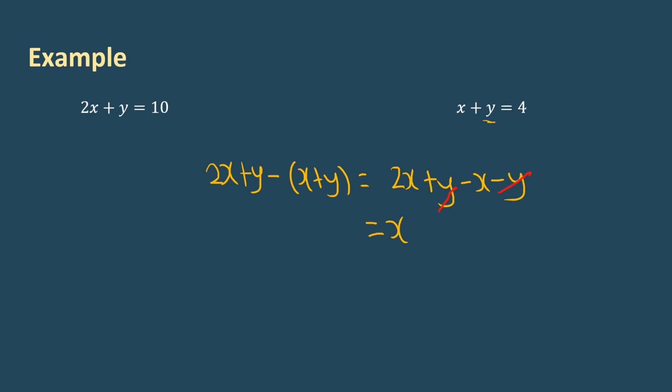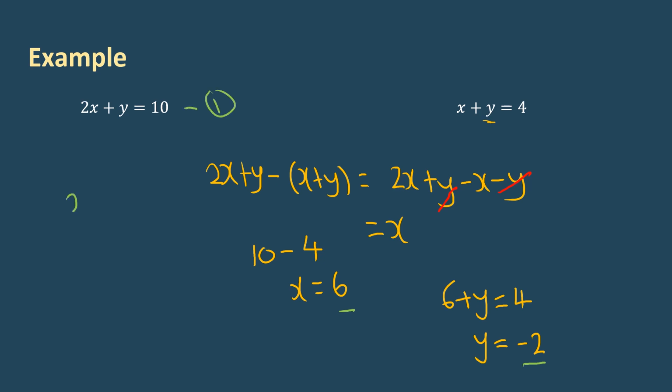So this x here is the same as 10 minus 4. Therefore, x equals 6. Now we sub 6 into this equation and we get 6 plus y equals 4, y equals negative 2. In order for us to check whether our answer is correct, we're going to use this answer and sub it into the first equation. So 2 times 6 plus negative 2 equals 10. And since it's the same, this is correct.